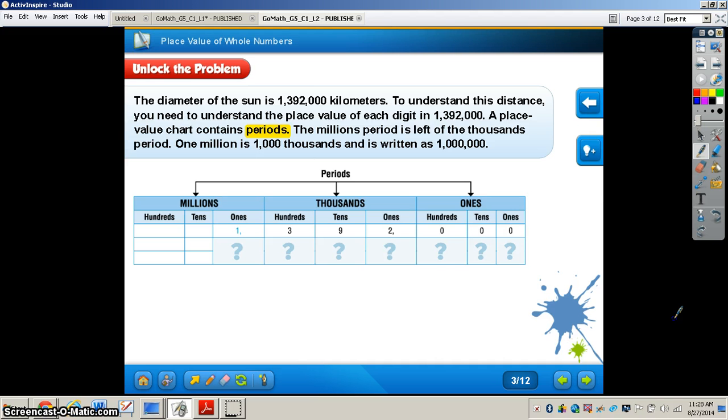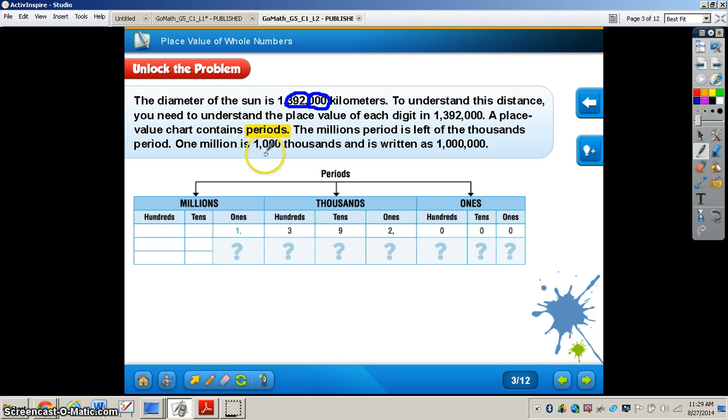A place value chart contains periods. Now we know that a period is a group of 3 digits separated by commas in a multi-digit number. For example, we can see that 392, that's a period. The 3 zeros here would be a period there. This represents the thousands period. This is the ones period, and so on.